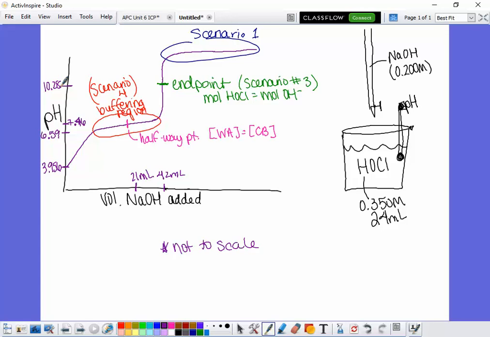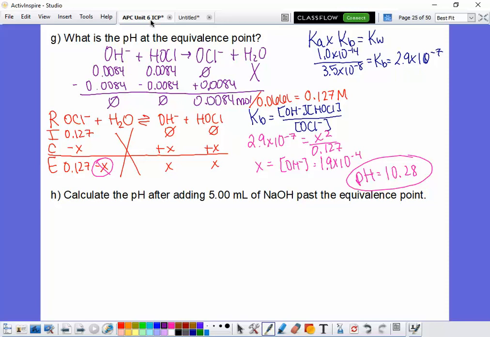All right, and spoiler alert, all titrations of weak acids and strong bases will have a pH greater than 7. And as we add more and more of this base, the pH is going to continue to rise. It's going to get higher and higher. Well, what if we added just 5 milliliters past that neutralization point? We hit that equivalence point, and we're just going to add 5 more milliliters of the sodium hydroxide. What will the pH be?